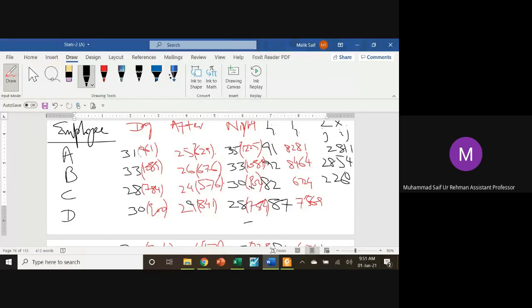Next row, 900 plus 841 plus 784. What is the answer? 2525.